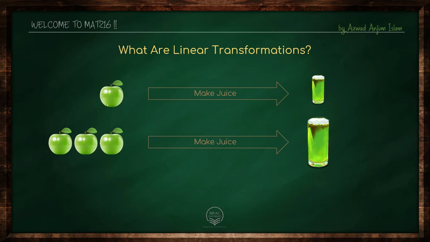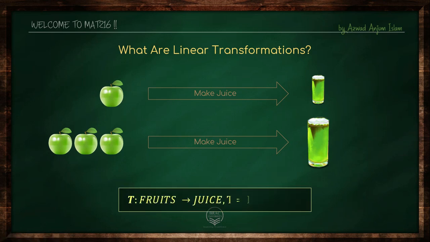Now, instead of multiplying first and then transforming, what if I transform the apple first, making the juice, and then multiply it by 3? I get the same thing, because either way I'm getting 3 liters of apple juice. So this transformation of making juice satisfies both conditions for a transformation to be a linear transformation. So this is our transformation, and this is proved to be a linear transformation.